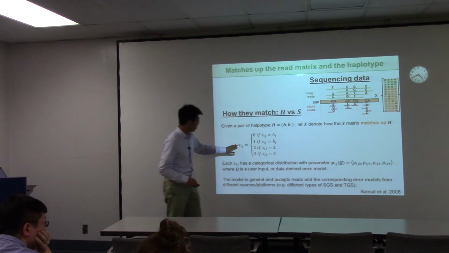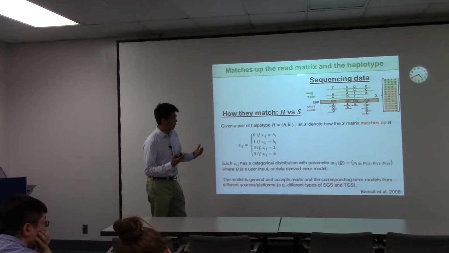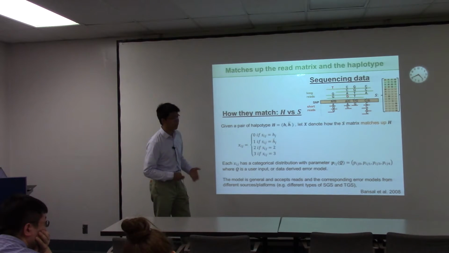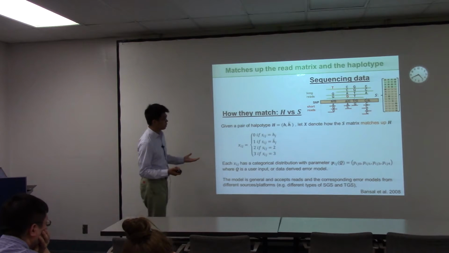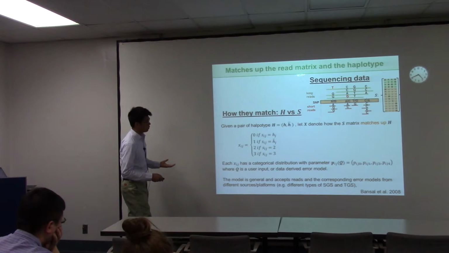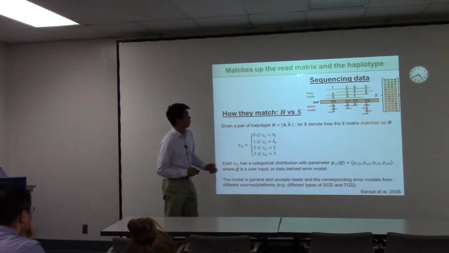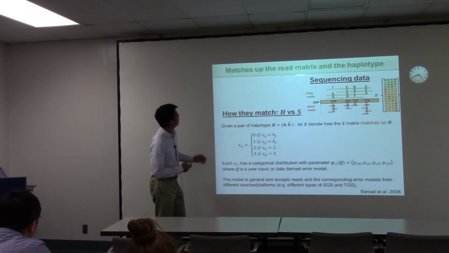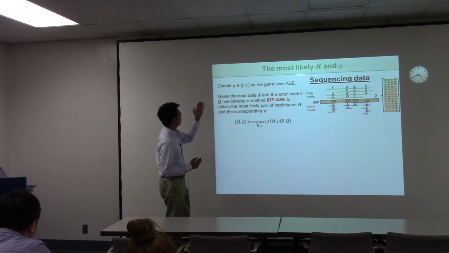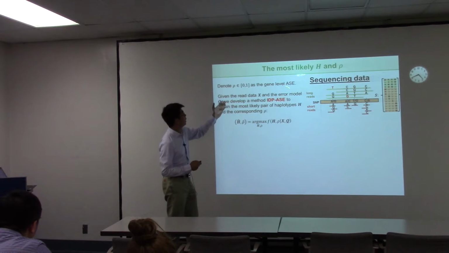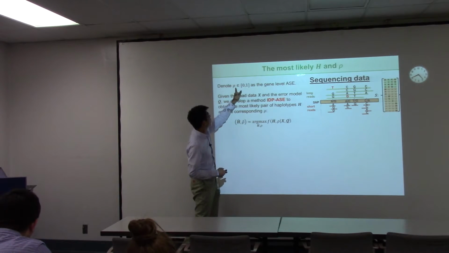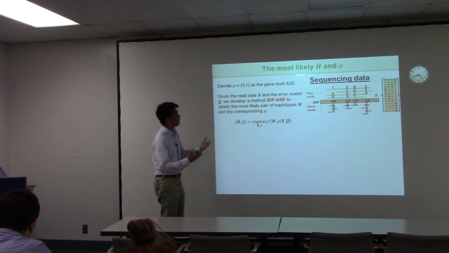This categorical distribution can be calculated from an error model input by the user. And actually, we can calculate this from the sequencing quality score as well. I will show you later. Now we have haplotype H, and also the data. We also denote rho from 0 to 1 as the gene-level ASE.